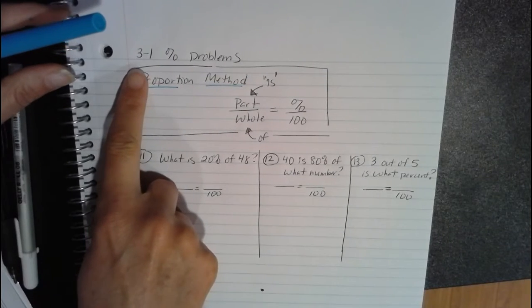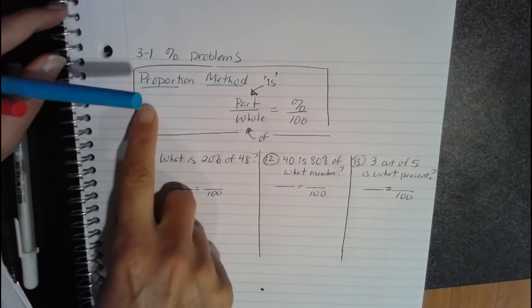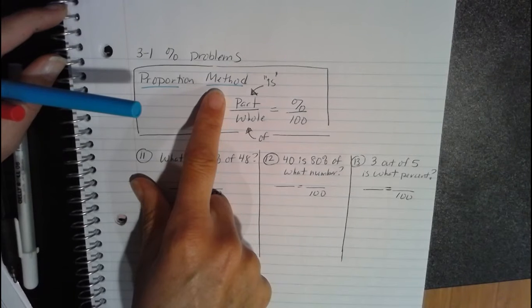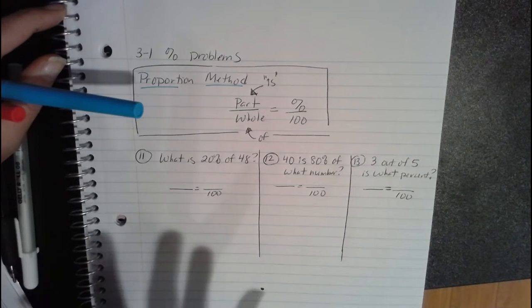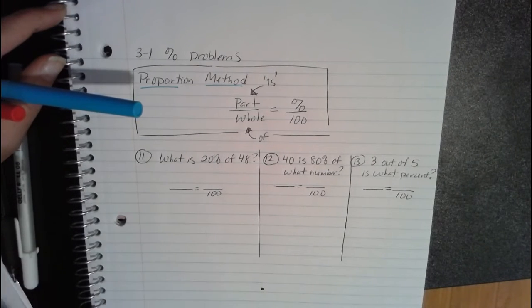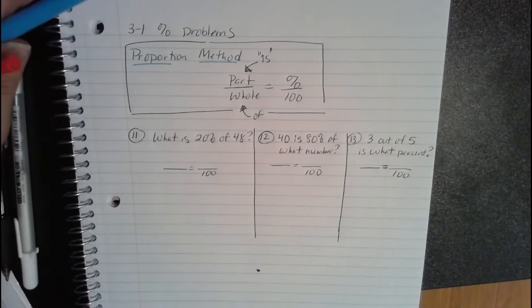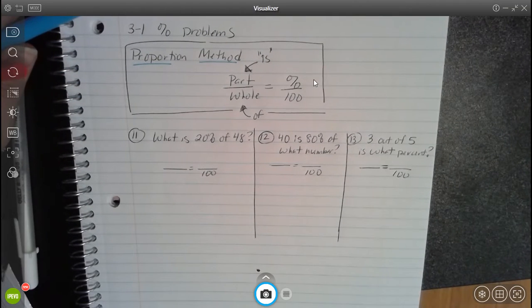Hi, today we're going to be doing 3-1 percent problems. We're going to be using the proportion method today, and then later this week we're going to use the equation method. So if your parents say, I do these problems completely different, that's fine, as long as you're showing work. This is one strategy of doing them. Let me go ahead and zoom in just a little bit.